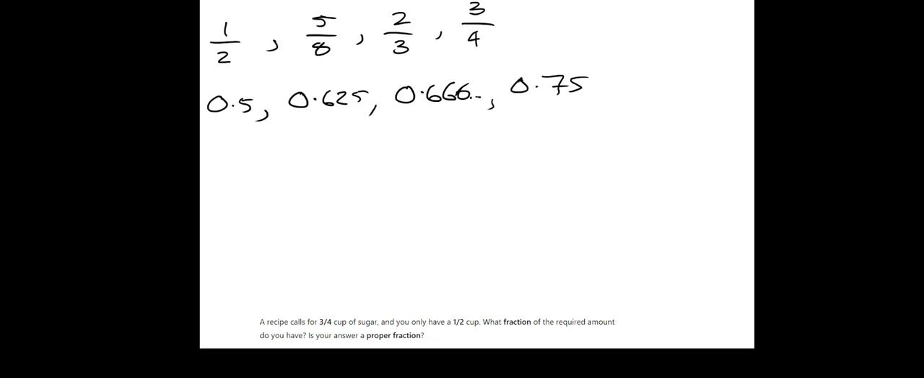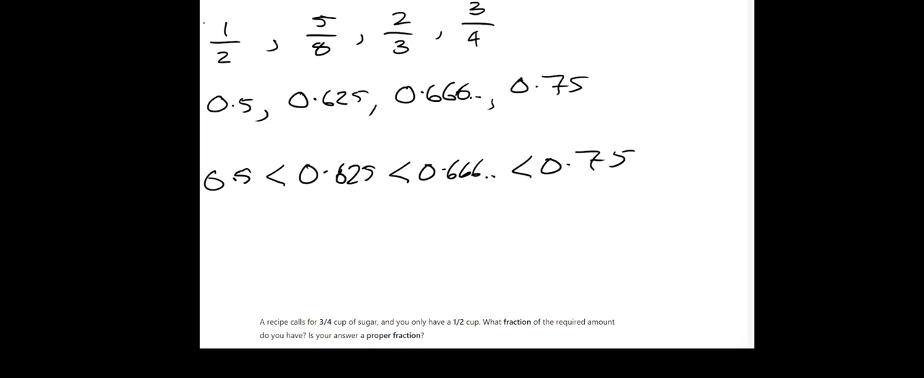Now it's a lot easier to put these in order. So 0.5 is less than 0.625, is less than 0.666, recurring is less than 0.75. That's another way of doing it.